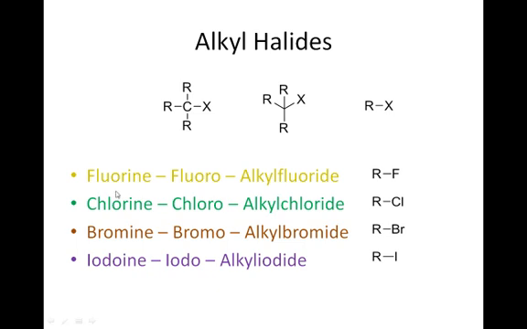So if you've got a fluorine, you would say this is a fluoro group here, or that the molecule's an alkyl fluoride. Similarly, chlorine, this is a chloro group, and we call this an alkyl chloride. Bromine, this is a bromo group, and then the whole thing's an alkyl bromide. And then finally, iodine, that atom here, this is an iodo group, and then the whole thing's an alkyl iodide.